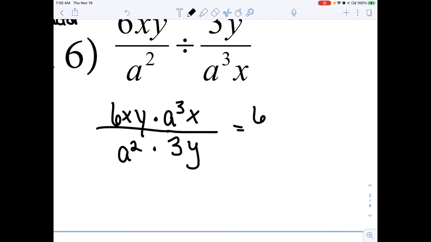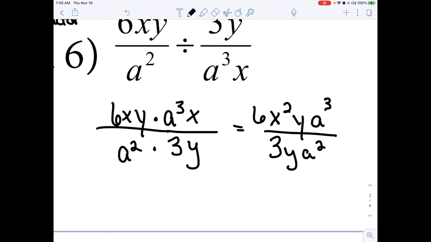So that's a 6x squared y a cubed. And if you're wondering why I put x squared, it's because of this x and this x. And then the bottom, I have a 3, I have a y, and I have an a squared. So I'm just trying to line things up.